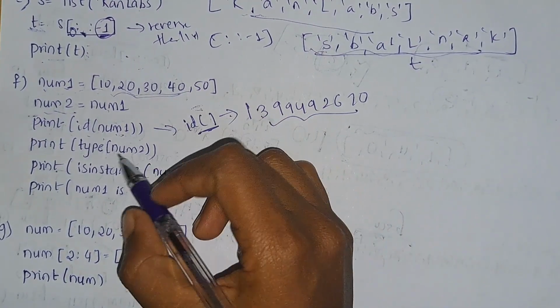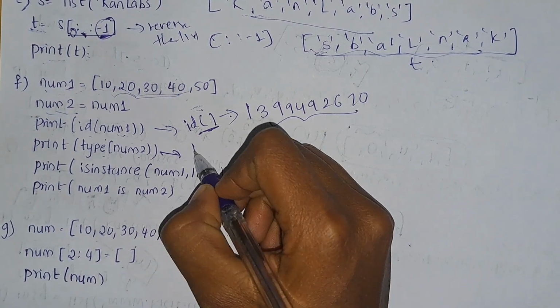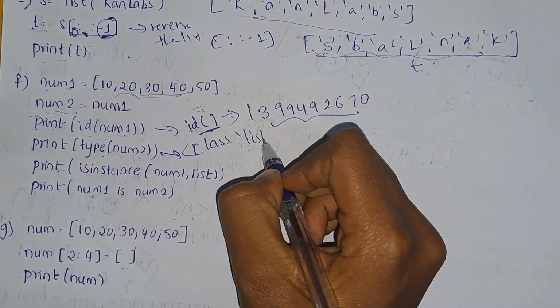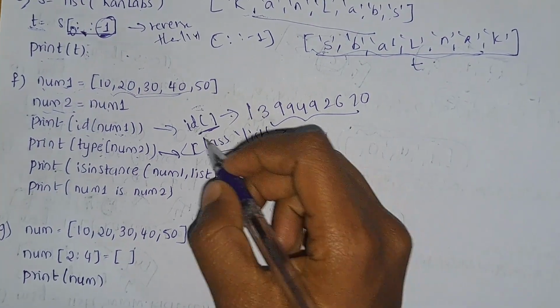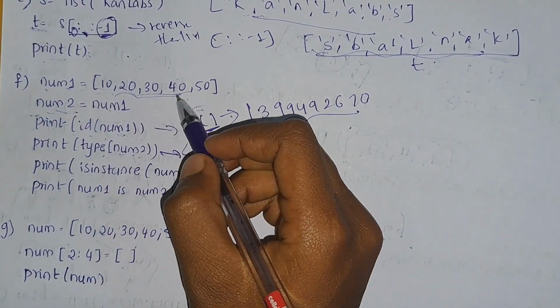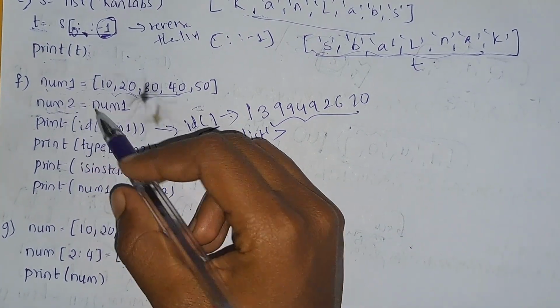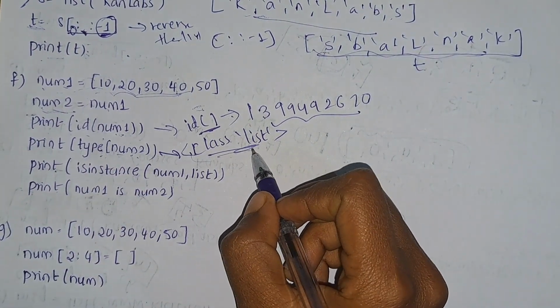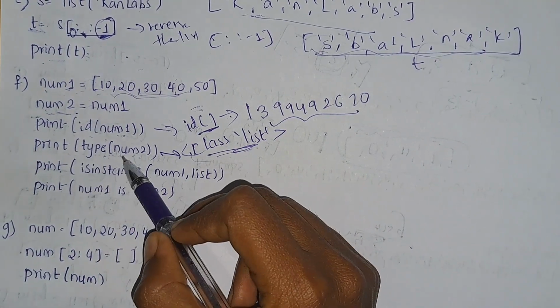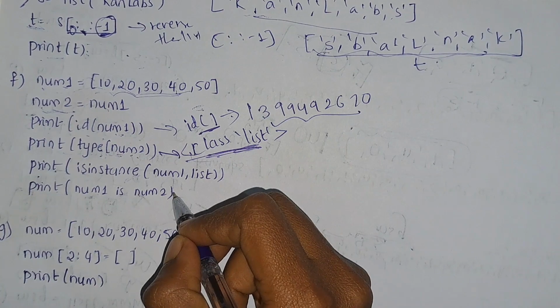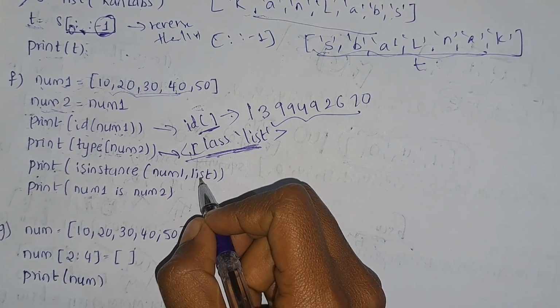Now if you take the type of num2, definitely you will get the type as list, because you have copied a list into num2, so the type of num2 will be list. If you print this statement, you will get it like this. And print isinstance(num1, list).